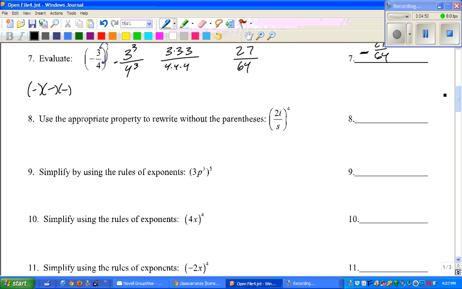All right, use the appropriate property to rewrite without parentheses. So for here, we're going to distribute. But remember that the 4 goes to everything. So when you rewrite that, that's 2 to the 4th, t to the 4th, s to the 4th. Okay? And when we rewrite it, we actually want to know what 2 times 2 times 2 times 2 is. Okay? So you should get 16 t to the 4th, s to the 4th.